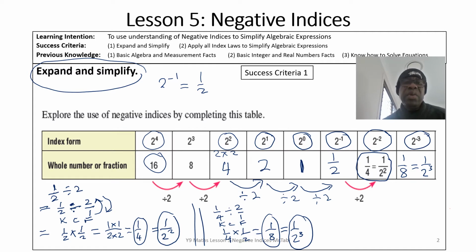So basically what we're saying in this slide is if you keep dividing by 2, you get to understand the 0 power. That 2 to the power 0 is 1. And if you go beyond that, we get into the negative part. 2 to the power minus 1 is simply half. 2 to the power minus 2 is a quarter, or 1 over 2 squared. And 2 to the power minus 3 is 1 over 8, or 1 over 2 to the power 3.